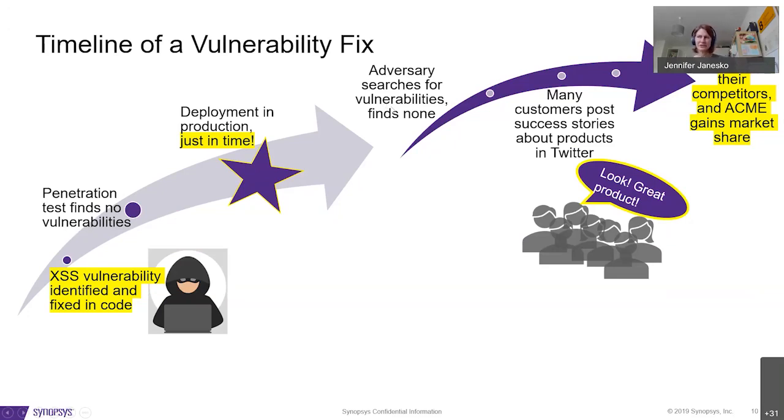The adversary searches for vulnerabilities, finds none. Awesome. Lots of customers have picked up on the feature and are using it and the product associated with it. And they're tweeting, yay, this is an amazing product. And then Acme beats their competitors and gains market share. So that's the dream, right? Getting the features to market on time so that products can be sold and the company gains market share.